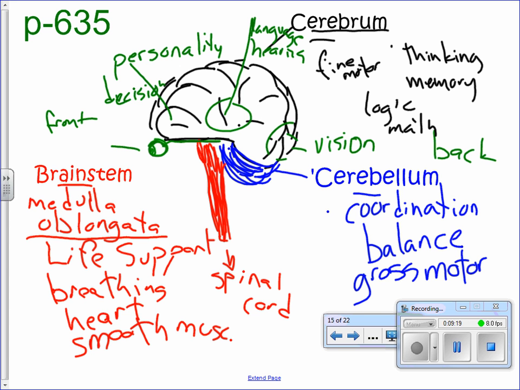Yes. Yes, all that fine motor, processing all that information that's coming in, right? And responding to it. Hand-eye coordination. What else? Mm-hmm.